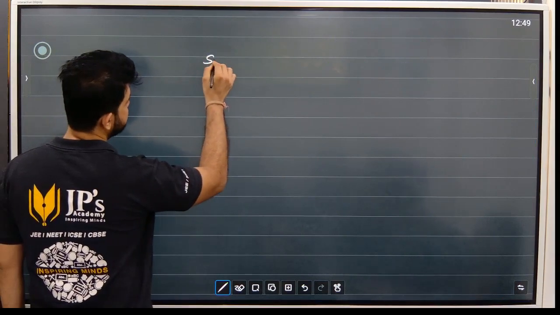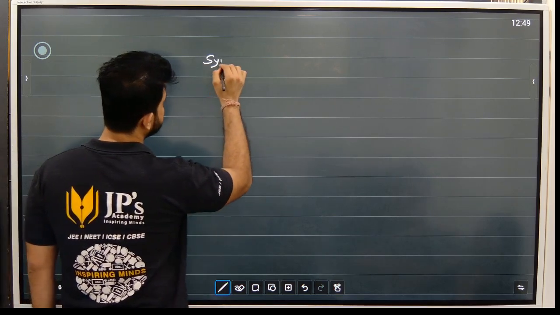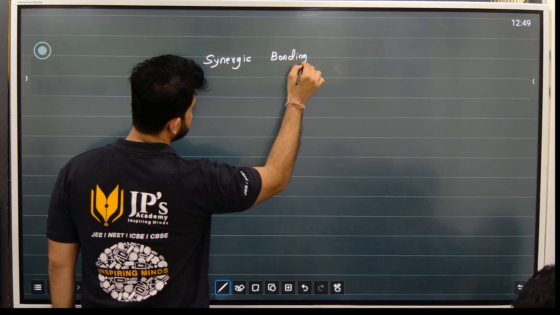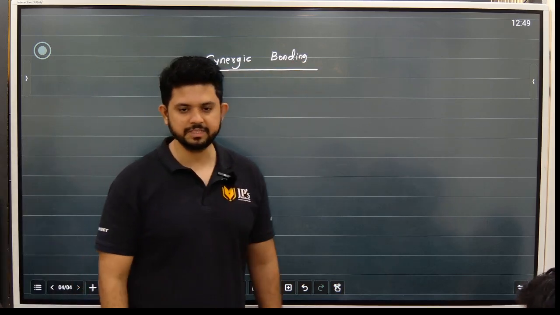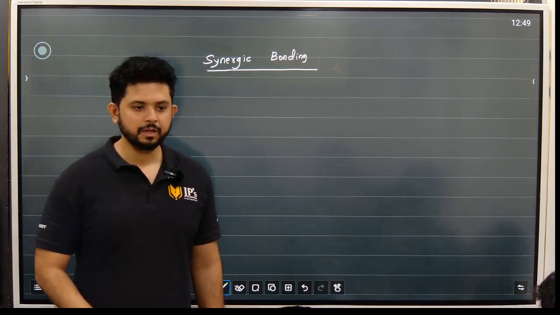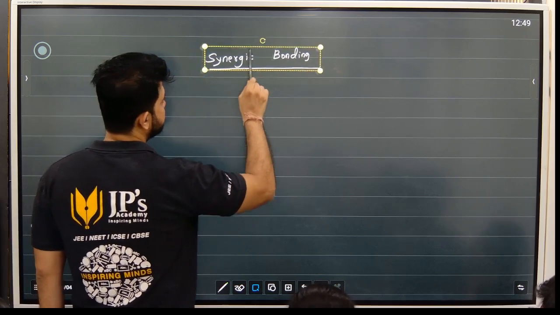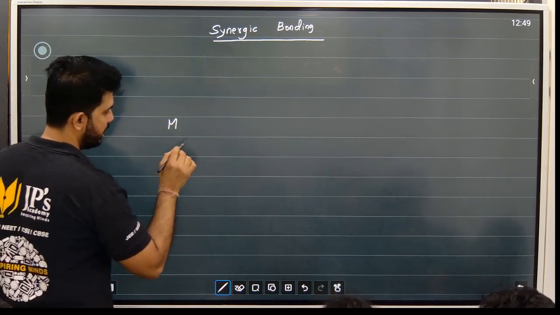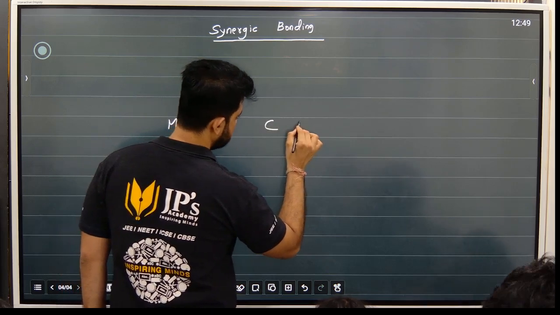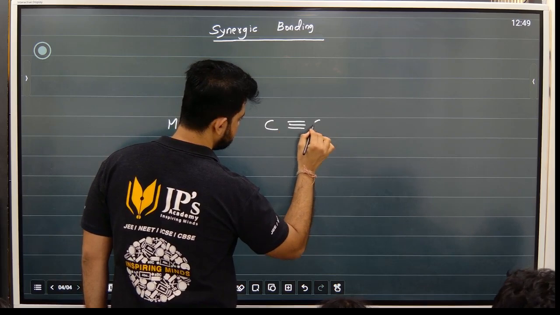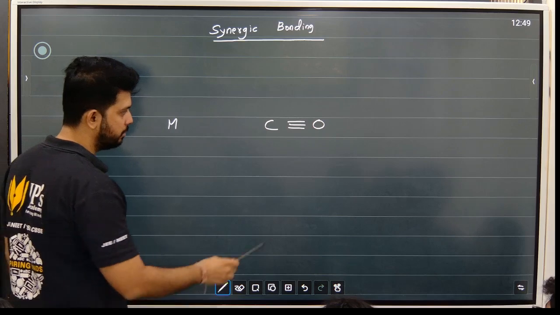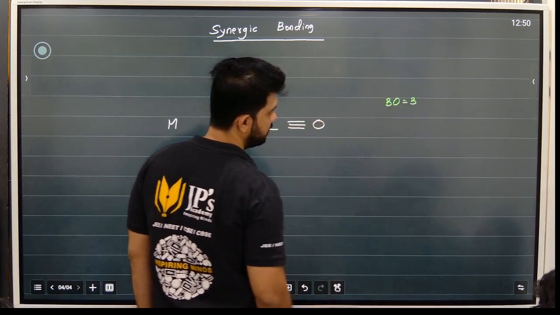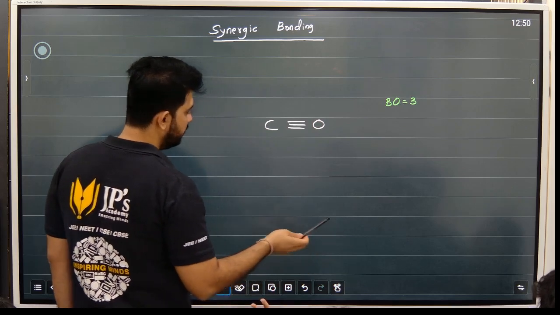The next topic that we have, people, is called synergic bonding. Now please understand, थोड़ा सा अलग है ये synergic bonding. Now this is our central metal atom and this is carbonyl. ठीक है? Before forming the bond, what's the bond order of CO that we see here? Bond order is 3.